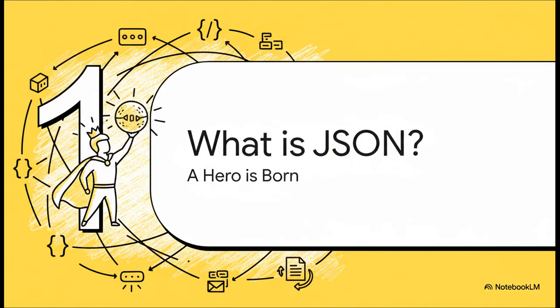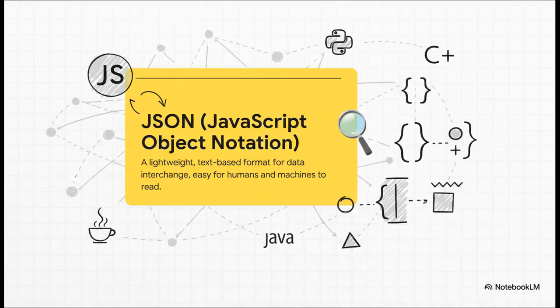Okay, so what exactly is this new format that completely changed the game? Let's do a proper introduction to our hero. It's called JSON, which stands for JavaScript Object Notation. Now here's the key thing. Even though it was born out of the world of JavaScript, its real power is that it's totally language independent. Think of it like a universal translator for data. It doesn't matter if an app is written in Python or Java or C#, they can all speak and understand JSON perfectly. It's the common ground that lets everything communicate.